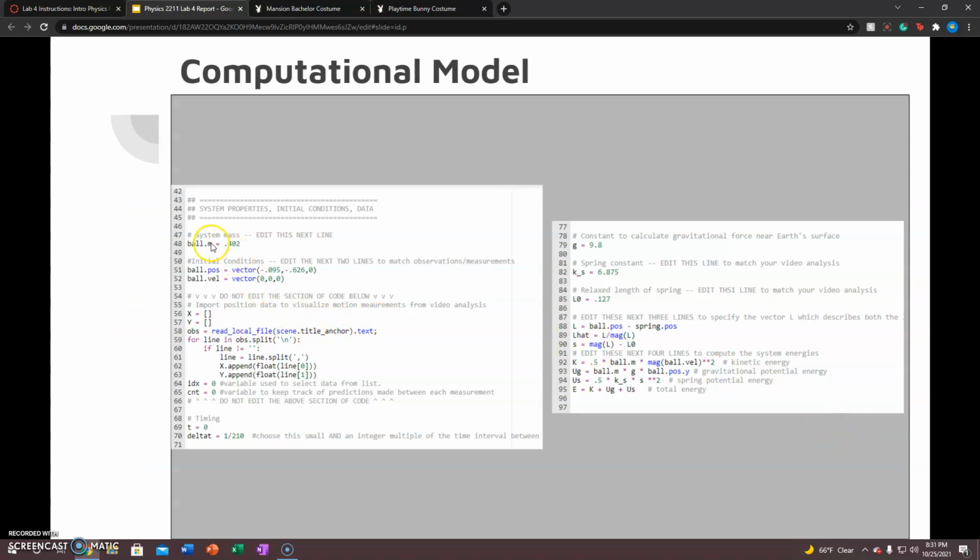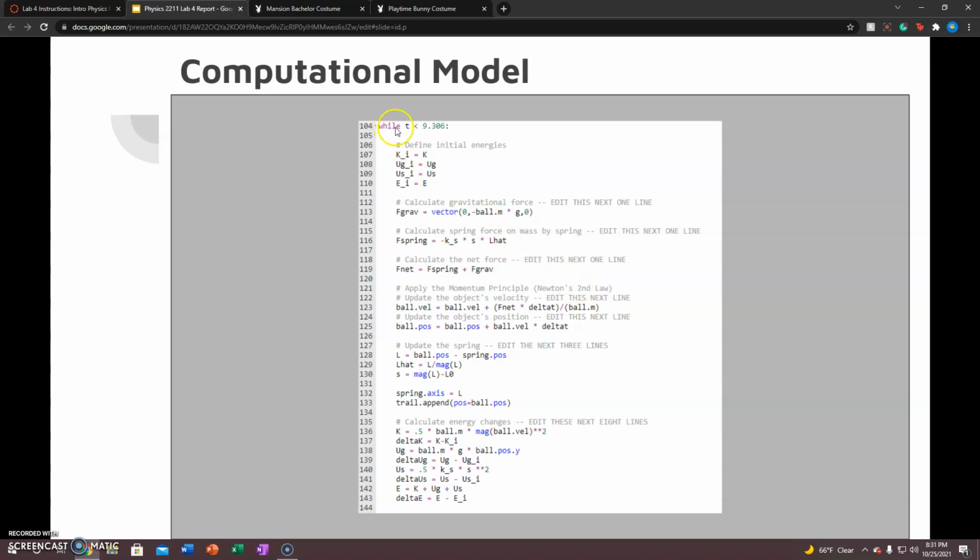And this is our computational model in GlowScript. So the code is, the initial mass of the ball is 0.402 kilograms. This is the initial position and initial velocity, and then this is delta t, and then the acceleration due to gravity is 9.8, and the spring constant we calculated, and the initial length we calculated is this.